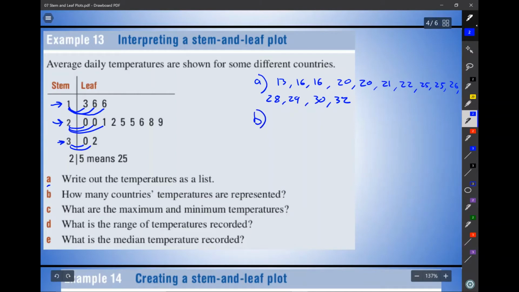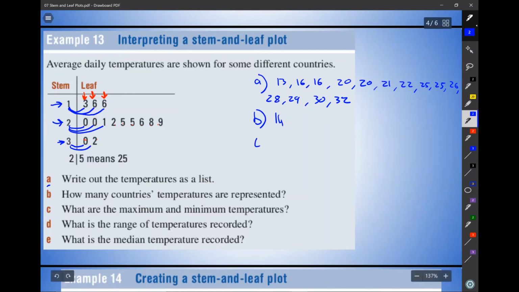So, how many countries' temperatures are represented? What we want to do to answer this question is we want to simply count up all the different numbers in the leaf, because each number in the leaf represents a different daily temperature for a different country. So there are 1, 2, 3, 4, 5, 6, 7, 8, 9, 10, 11, 12, 13, 14 different numbers in the leaf. So that means there are 14 different countries' temperatures in this stem and leaf plot.